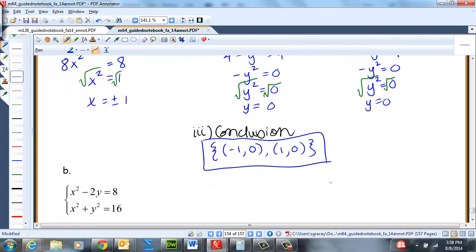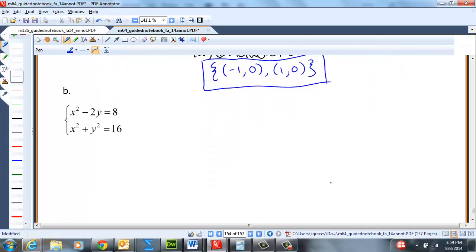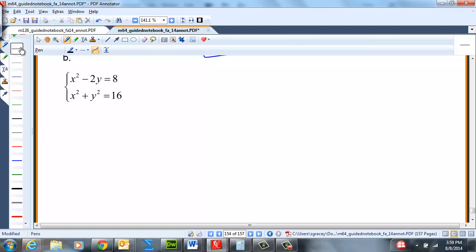All right, so the next one we've got A and B. Now be careful. This y variable is not squared in the first one, so we have to choose those x's to eliminate. So let's do this. We're going to multiply equation A by negative 1 and add to that equation B. That will eliminate the x squared terms.